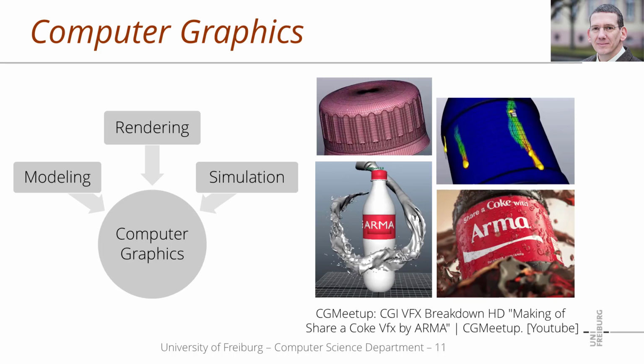So once more, this slide illustrates the three areas: modeling, rendering, and simulation. Graphics is concerned with the representation of the geometry and the reflection properties of objects. Graphics is concerned with the simulation of materials, for instance fluids, and graphics is concerned with the computation of the light transport in a scene in order to compute photorealistic images.